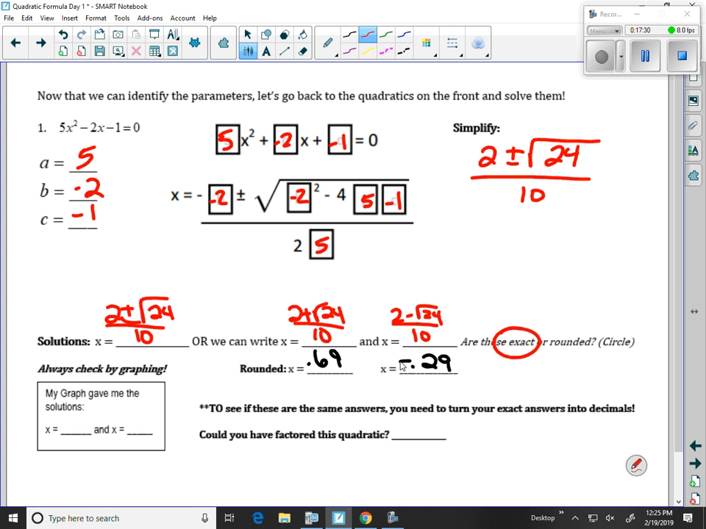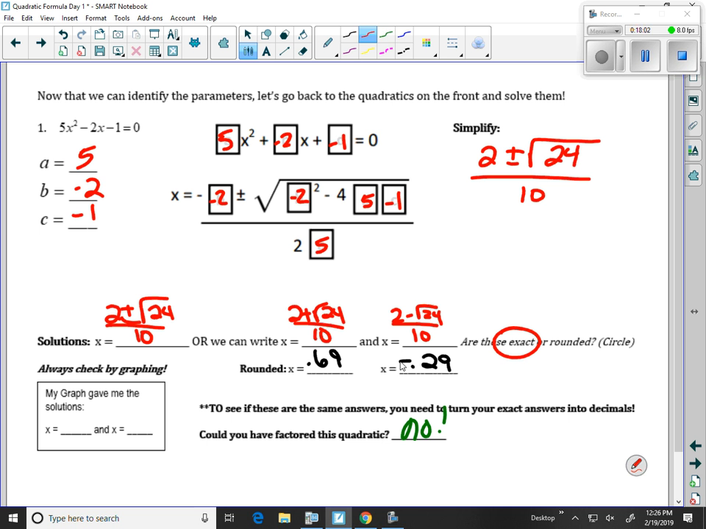Okay, let me ask you a question. Could we have factored this? Could we have used split the middle? Let me ask you a different way. Have we ever had a radical, the square root, in our answers for factoring? Okay, you cannot factor this. So anything that can be written as rounded, you can't factor. Does that make sense?